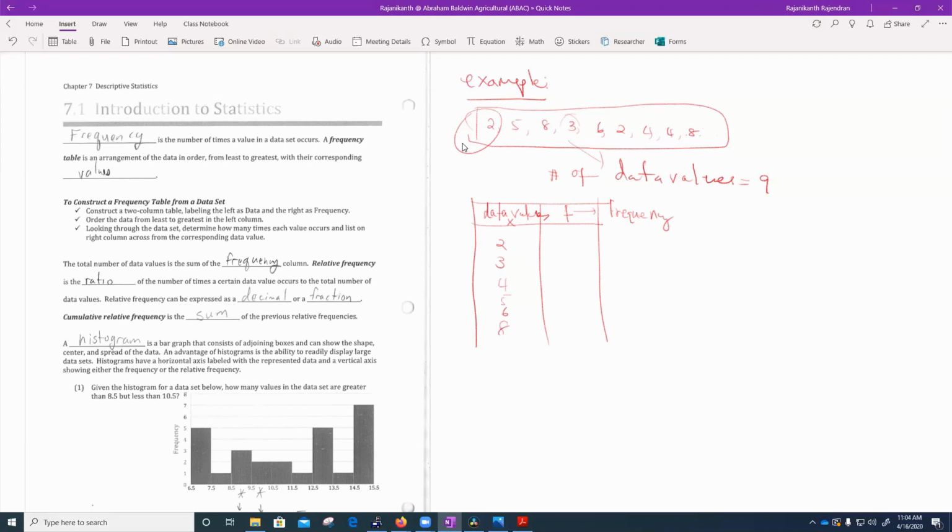So like that, first you have to write all the different data values. Then the frequency means you have to count how many times each data value occurs. 2, how many 2s do I have here? There are 2 of them, right? Therefore, the frequency for the data value 2 is 2. So what is the frequency of 3? 3 occurs only once, right? And the 4 occurs twice. And 5, once. 6, once. And 8, again, once. Oh no, 8, you have 2 8s, right? Okay, so now this kind of table, explaining everything in two columns, is called the frequency table.